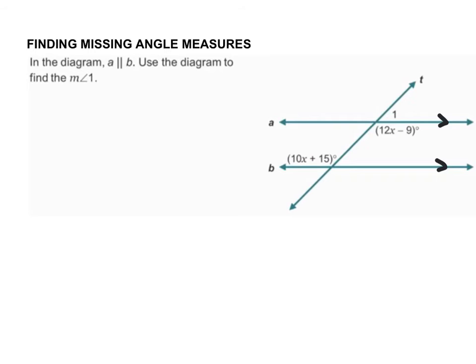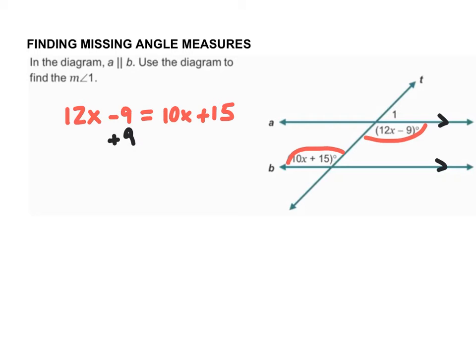So if I wanted to figure out what x is, I have these two angles here. These are alternate interior angles, and those angles are congruent. So I'm going to come in here and put an arc mark showing that those angles are congruent. So I'm going to set up an equation, 12x minus 9 is equal to 10x plus 15. Okay, and if I solve this equation for x, you can do this a number of ways. I'm going to add 9 to both sides.